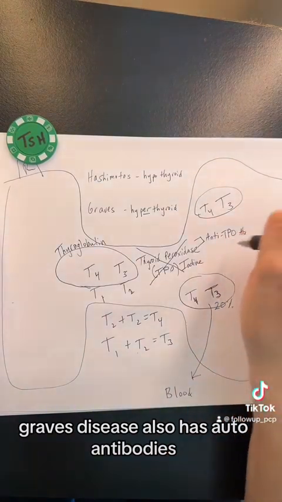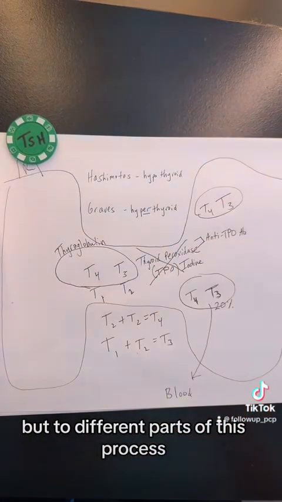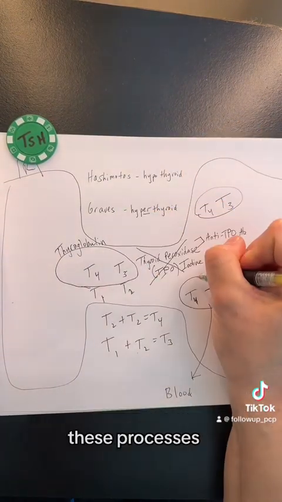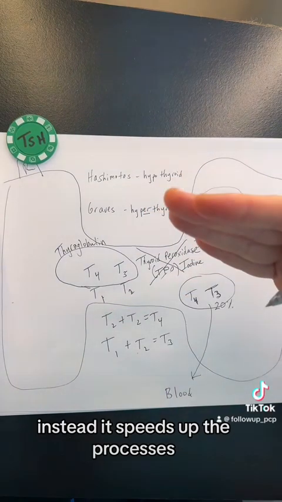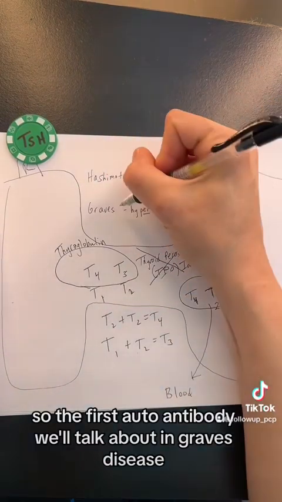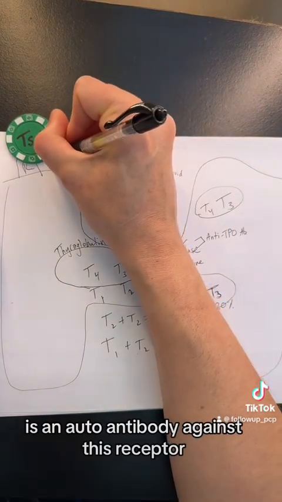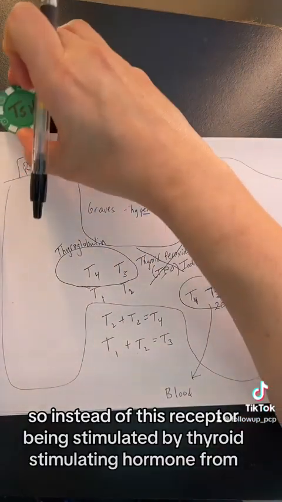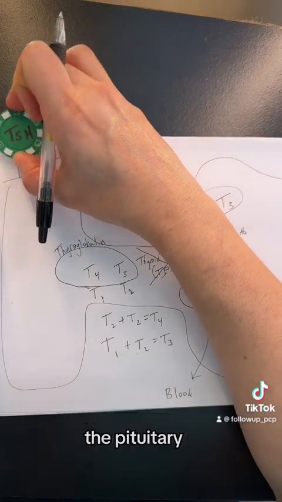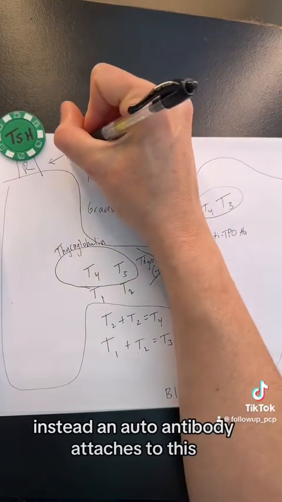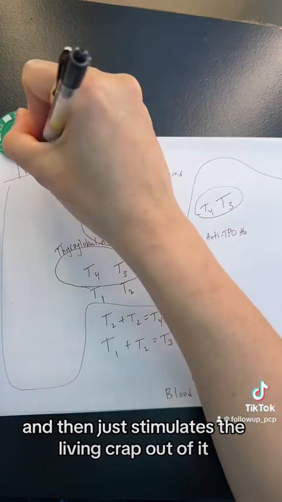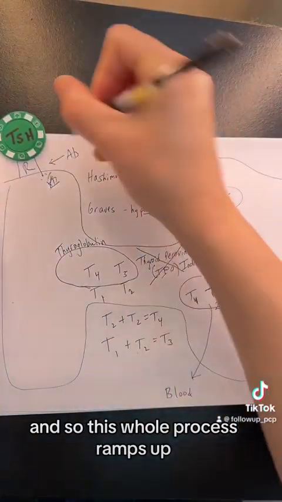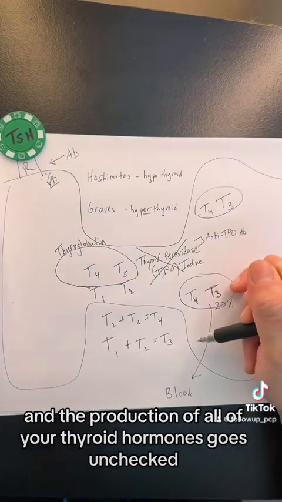Graves' disease also has autoantibodies, but to different parts of this process. What's interesting about Graves' disease is that it doesn't inhibit these processes. Instead, it speeds up the processes. The first autoantibody we'll talk about in Graves' disease is an autoantibody against this receptor. Instead of this receptor being stimulated by thyroid stimulating hormone from the pituitary, an autoantibody attaches to this and just stimulates the living crap out of it. And so this whole process ramps up, and the production of all of your thyroid hormones goes unchecked.